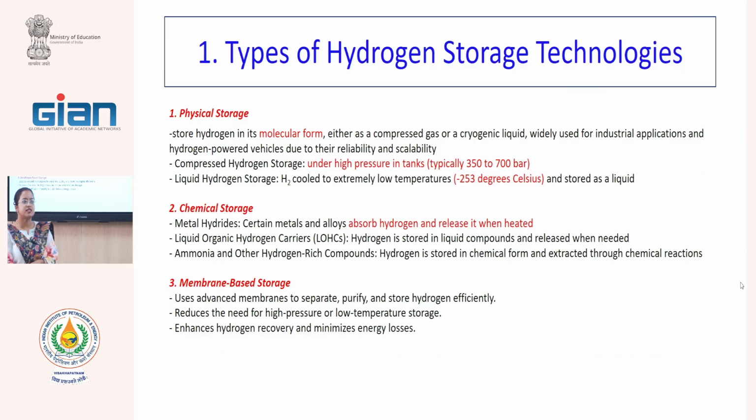So, you can understand, because this hydrogen is so light in nature, that is why we require very high pressure and very low temperature also, minus 250 degree centigrade, to store it as a liquid. So, you can imagine the amount of mechanical energy you require just to store this hydrogen in a physical form. Now, the chemical storage is what?